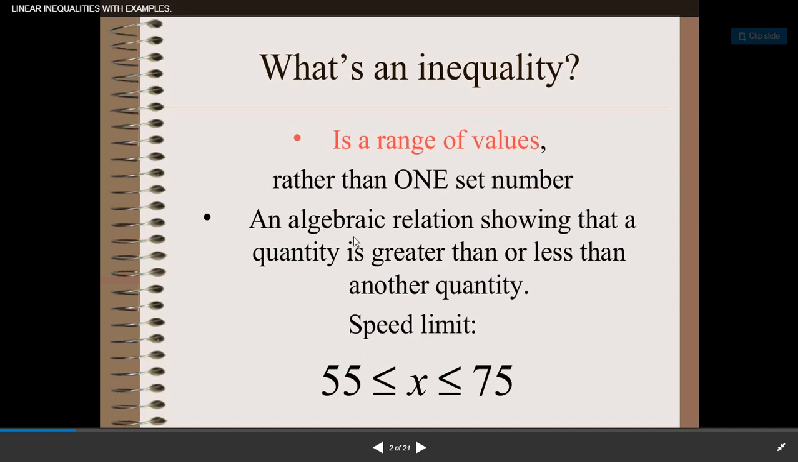Like for example, if we think of an algebraic relation wherein the value lies between a certain lower limit and a certain upper limit, then what we are talking about is an inequality. Say here, the value of x lies between 55 and 75.